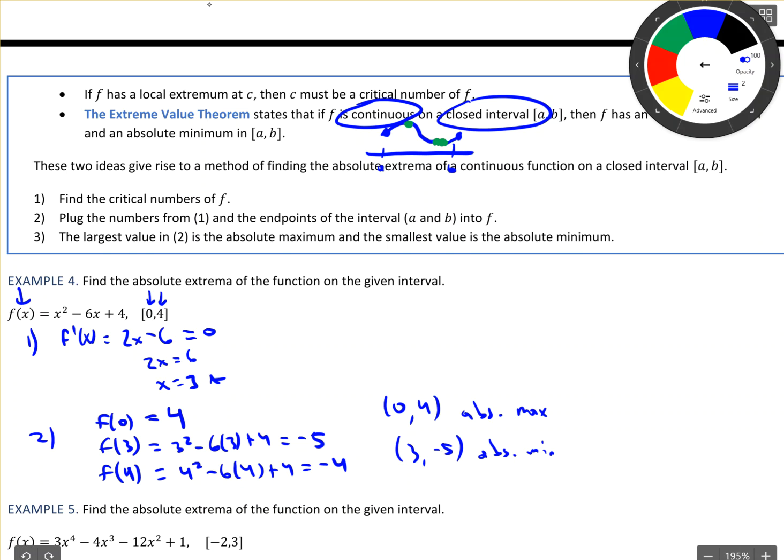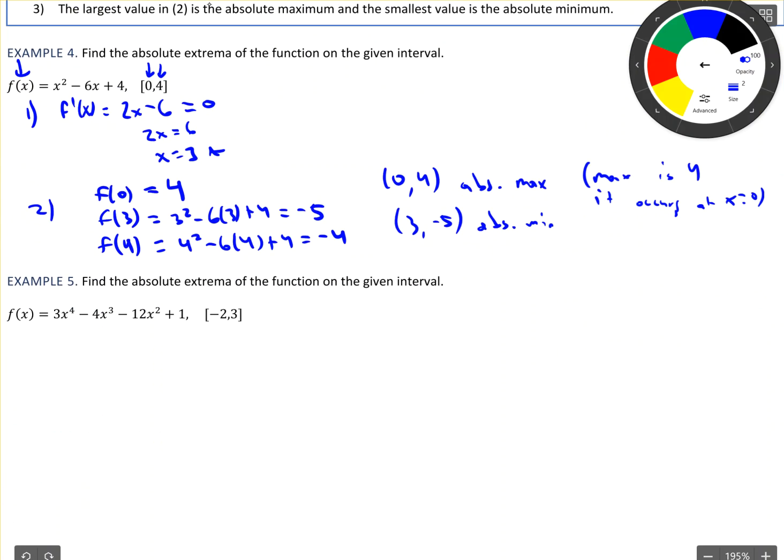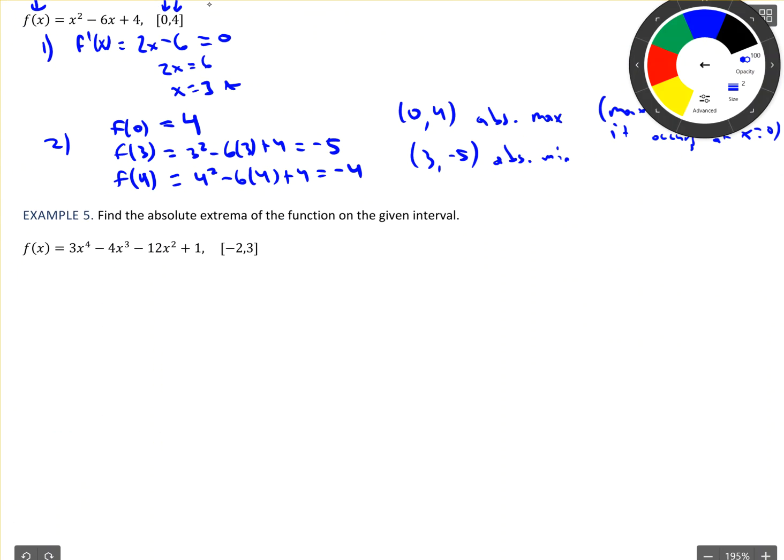Now, just a reminder, the absolute max is 4, and it occurs at x equals 0. That's kind of how you can think of it. But I'm okay with an ordered pair whenever you write it. So you can write 0, 4, or you could just write 4. But I kind of like the ordered pair. Both are correct, but if it just asks what is the absolute extrema. But I like ordered pairs in general, so it just gives you a little bit more information, but it's up to you. So let's take a look at this one.